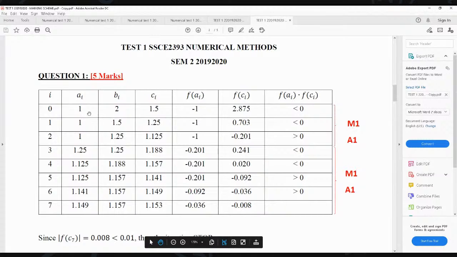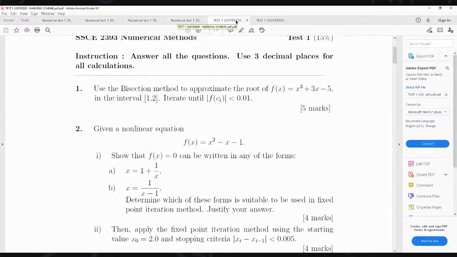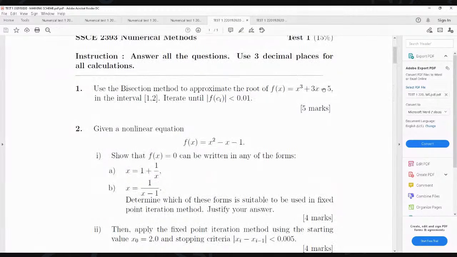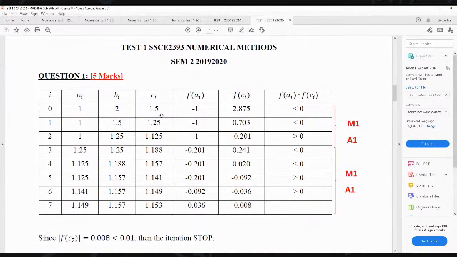All right, C is (A plus B) divided by 2, which is (1 plus 2) divided by 2, so 1.5. For F(A), please refer to the equation. The equation is x cubed plus 3x minus 5. So x is 1: 1 cubed plus 3 times 1 minus 5. The answer is a negative value.